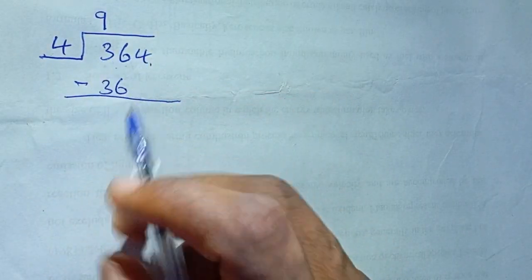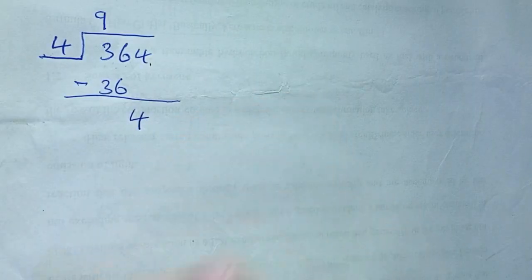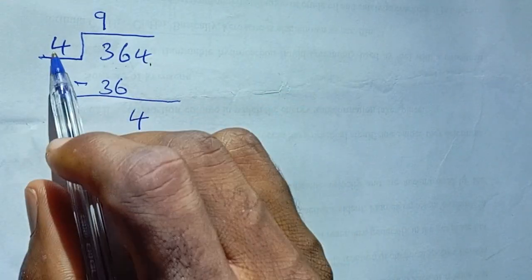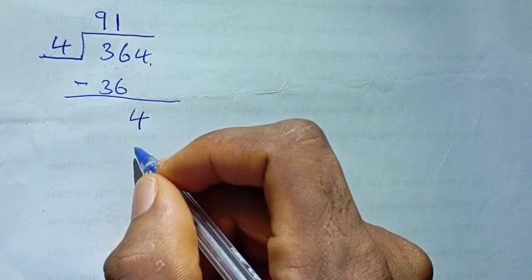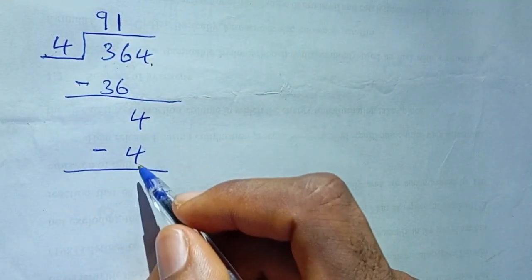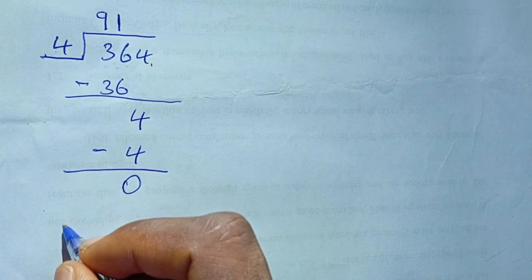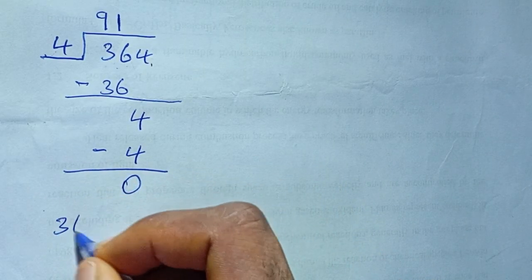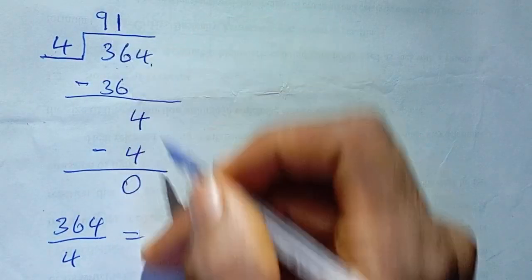36 minus 36 is 0. We bring down 4. Now 4 divided by 4 is what? 1. Right? 1 times 4 is 4. You subtract again. 4 minus 4 is 0. Now what does that mean? 364 divided by 4 is equal to 91.